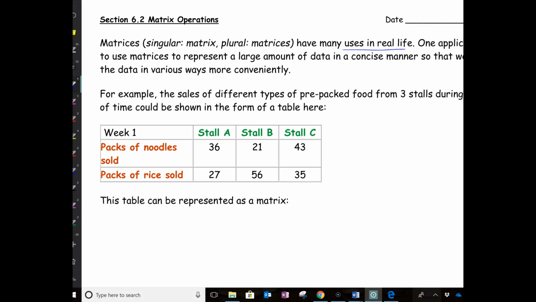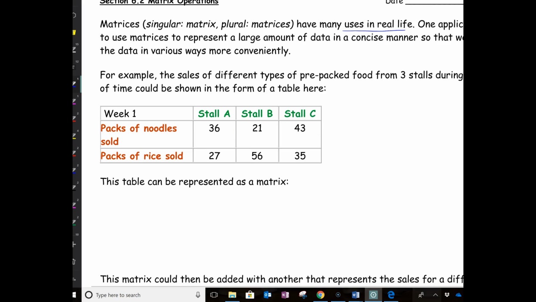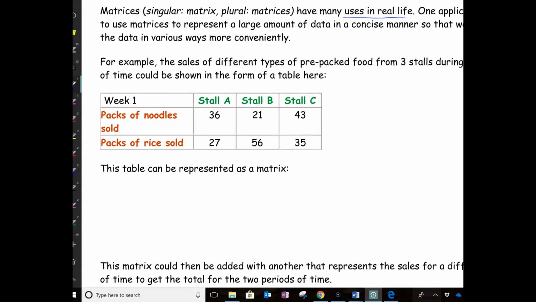For example, the sales of different types of pre-packed foods from 3 stalls during a given period of time could be shown in the form of a table, where we're looking at how many packs are sold in week 1. For stall A, packs of noodles sold would be 36. Stall B is 21. Packs of noodles sold in stall C would be 43. So it appears in week 1 that stall C has the best sales, or maybe they had the most traffic in that area to sell the noodles, and then the packs of rice sold.